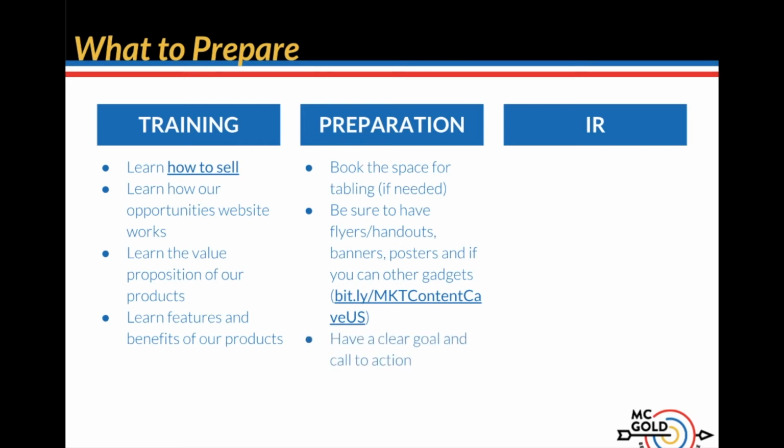And then have a clear goal and call to action. So again, set a goal for yourself. Before you go tabling, say, okay, I want to get at least 10 people to sign up on the website. And have a clear call to action. So again, the people should know clearly what they have to do after this table. Are you going to promote them an event? Are you going to make them sign a sheet? Are you going to make them sign up on the website? You need to decide these things before going tabling.